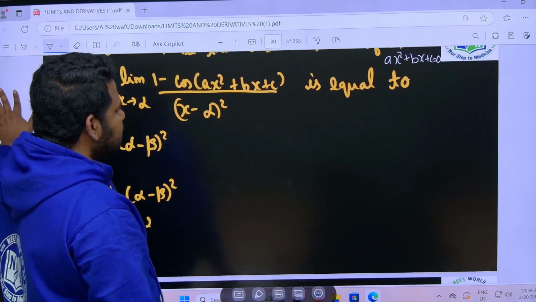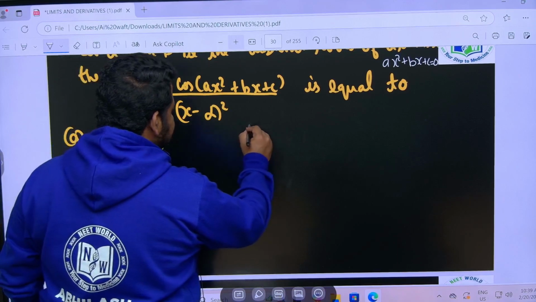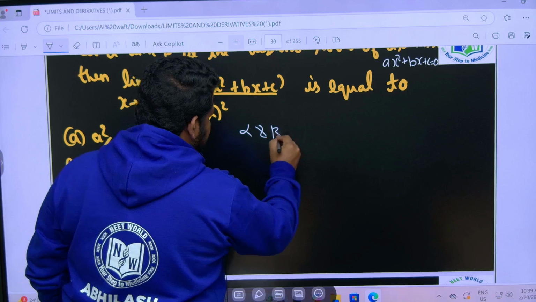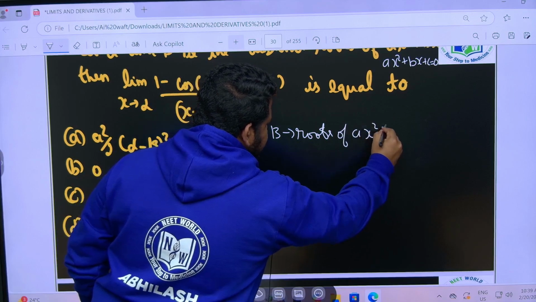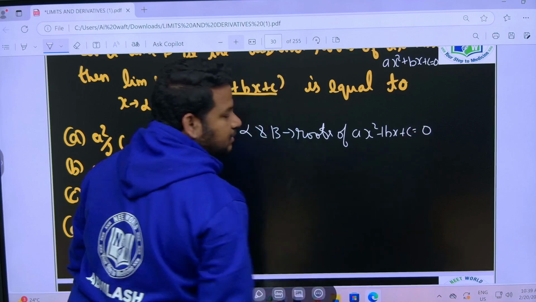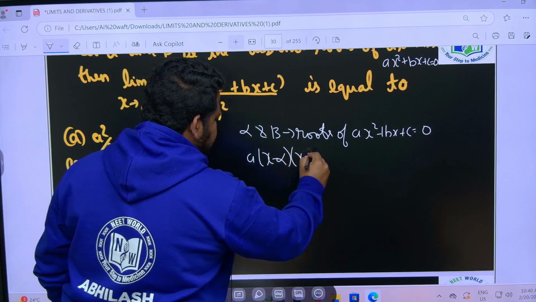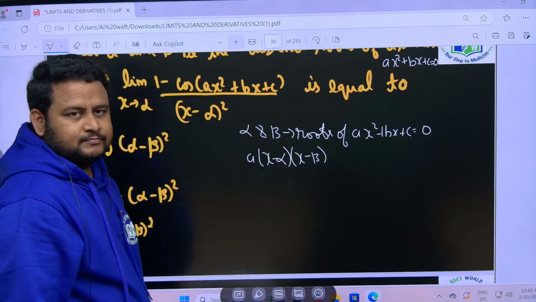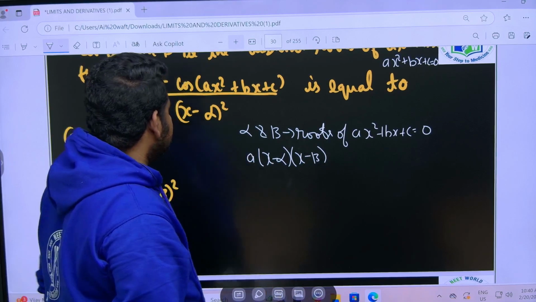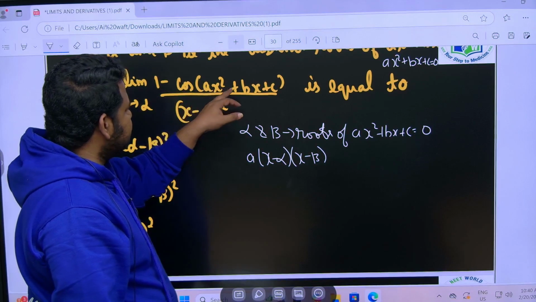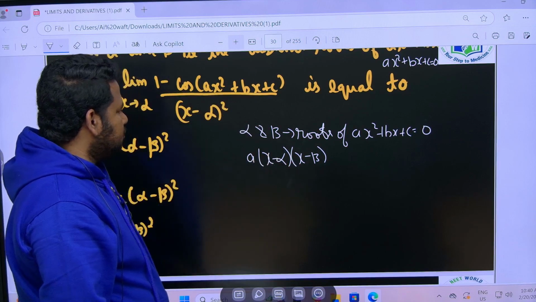Now we know, while solving quadratic equations also you must have learned, that alpha and beta are the roots of ax square plus bx plus c is equal to 0. This means I can write a into (x minus alpha) into (x minus beta). Why? Because alpha and beta are the roots, and a is the coefficient of x square. Fine. Now wherever there is ax square plus bx plus c, I can write a into (x minus alpha) into (x minus beta) instead.